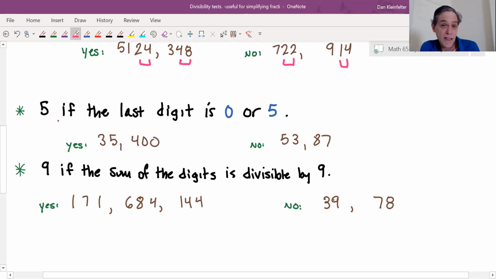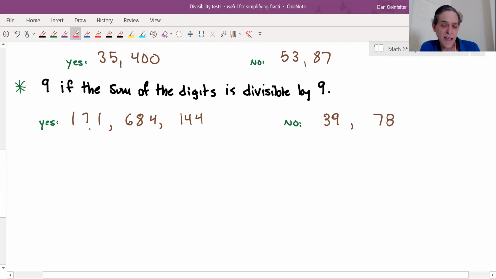Okay, divisibility test for 5. If the last digit is either 0 or 5, you have a number that's divisible by 5. So 35 and 400 are both numbers that are divisible by 5, but 53 and 87 are not.